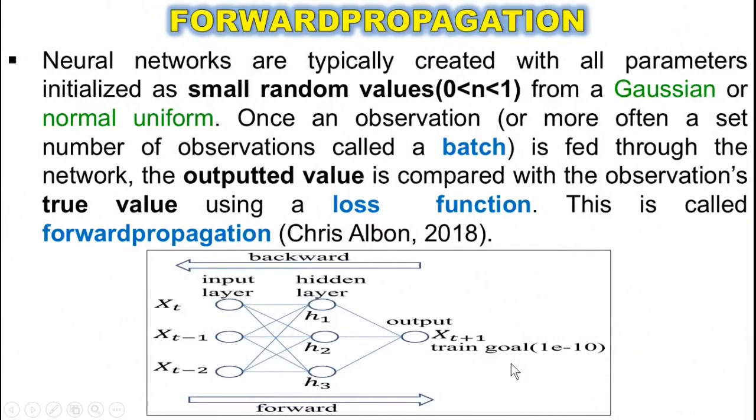Neural networks are typically created with all parameters initialized as small random values between 0 and 1 from a Gaussian or normal uniform distribution. Once an observation, or more often a number of observations called a batch, is fed through the network, the outputted value is compared with the observation's true value using a loss function. This is called forward propagation.